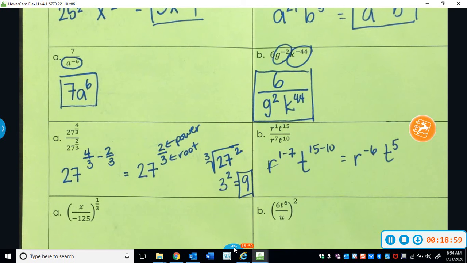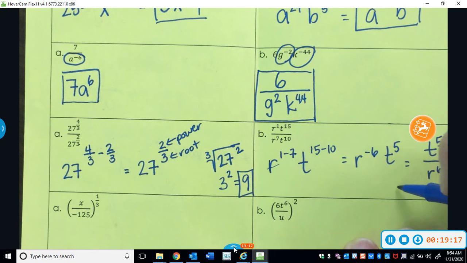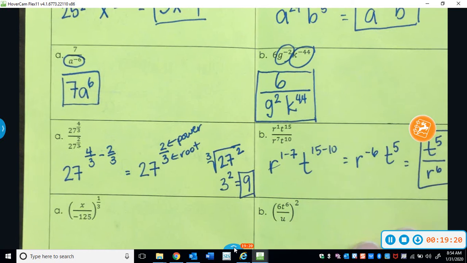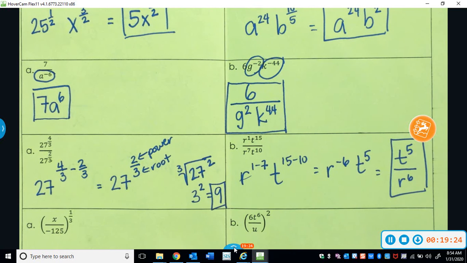Could I have someone tell me, why is this not the final answer? Yeah. Good. So thinking about the example we just did, there's a negative exponent, so then Colin, what would the final answer look like? T to the 5 over r to the 6. Good. So the t is going to stay where it is. It doesn't have a negative exponent, but this will move down to get a positive exponent. Awesome. Questions about that one? Okay.